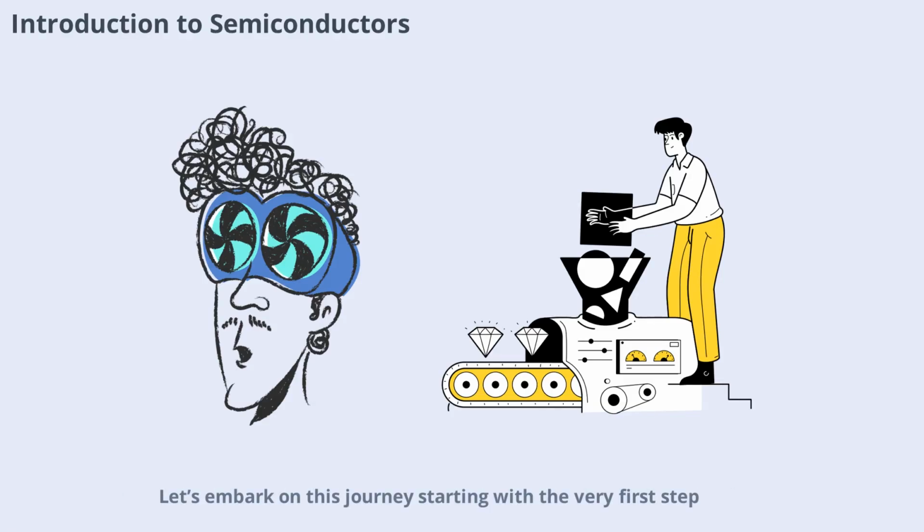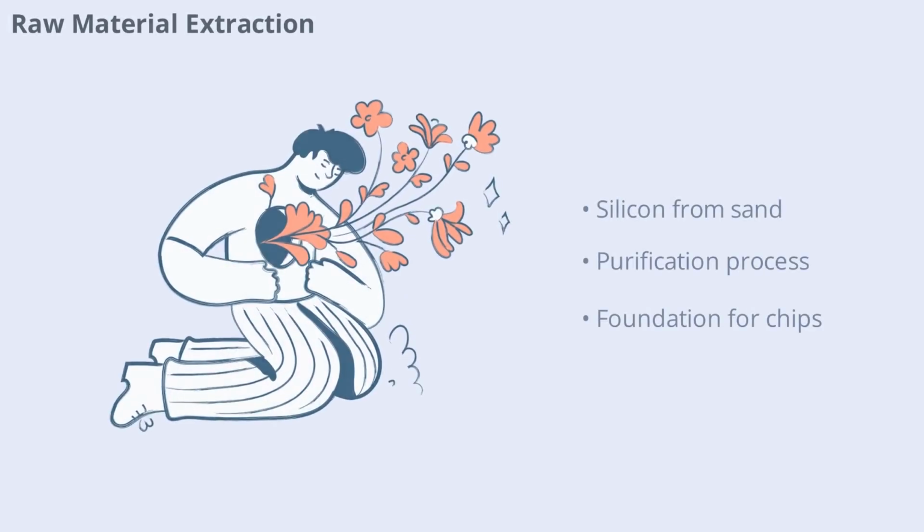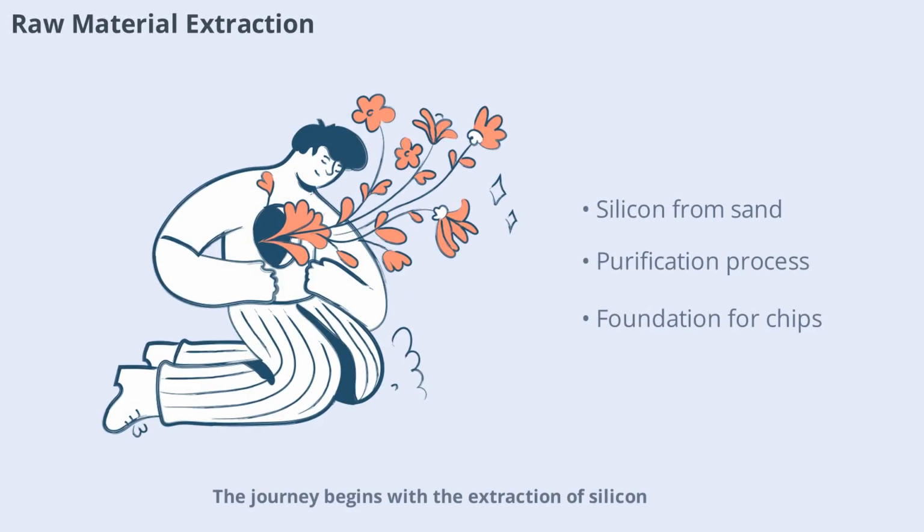Let's embark on this journey, starting with the very first step, sourcing the raw material. The journey begins with the extraction of silicon, the primary material used in semiconductor manufacturing. Silicon is found abundantly in sand, but it must be purified to an extremely high degree before it can be used. Specialized mining and chemical processes are employed to obtain pure silicon, which forms the foundation for all subsequent steps. This stage is crucial, as the quality of the raw material directly impacts the performance of the final chip.